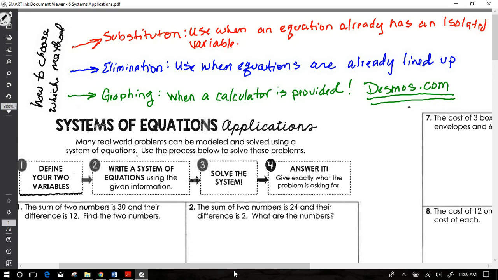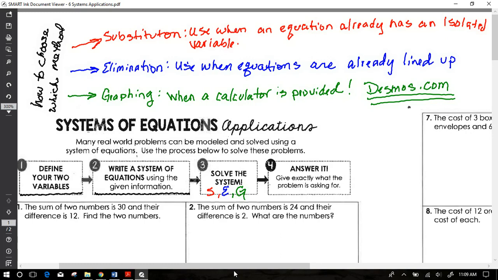Define your variables first. Second, we will then translate the information provided into 2 equations. Third, we will solve this system. So remember, we've got method substitution, we've got elimination, and then of course we have our graphing method. So we are going to be using all 3 methods to solve our systems. And then finally, we're going to give a final answer to what the problem is asking.